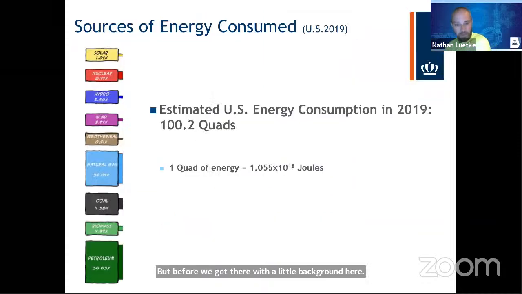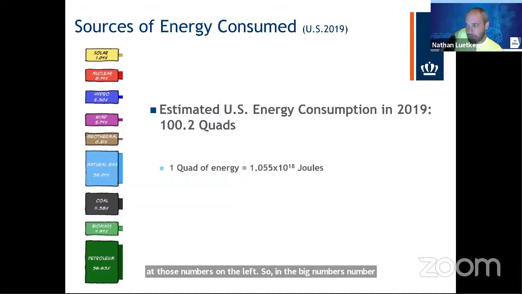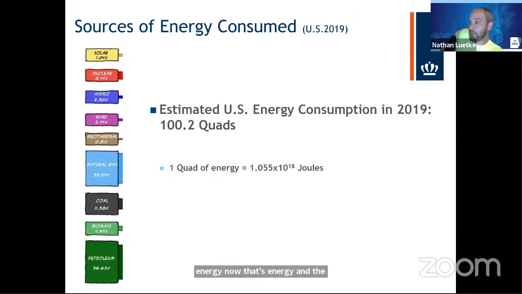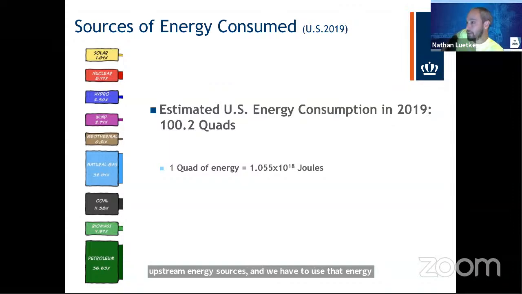So before we start, I want you to kind of look at this image here. I noticed it's a little bit blurry, but look at those numbers on the left. So the big number in the middle: the US consumed in 2019 100.2 quads of energy. Now that's energy on the upstream, energy sources. And we have to use that energy to do something else. 1 quad is 1.055 times 10 to the 18 joules.